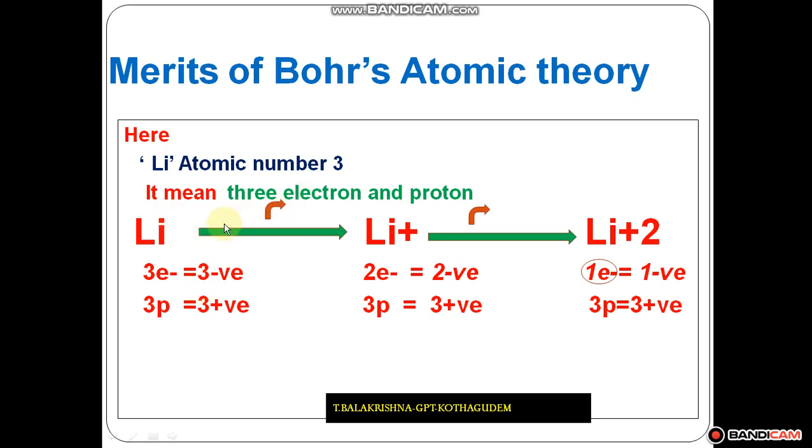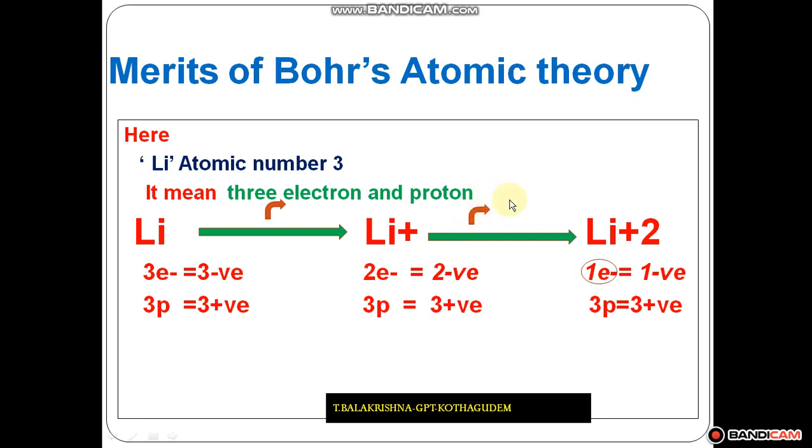When you remove one electron from lithium, we remove one electron from three electrons. How many electrons? Two electrons. So it has three protons. Two electrons means 2 units of negative charge. Three protons means 3 units of positive charge. Here 2 units of negative charge are neutralized by 2 units of positive charge. It has one extra positive charge that is represented on the top of the element. This is called lithium ion. But this theory failed to explain the spectrum of this lithium plus ion because it has two electrons.